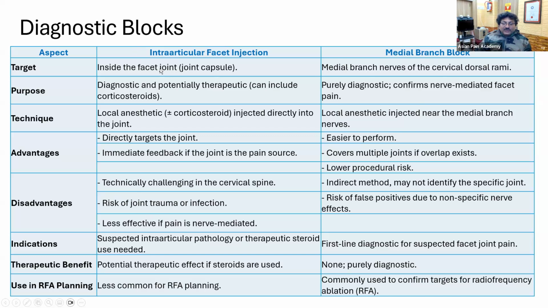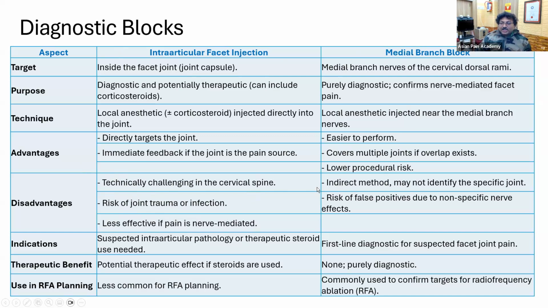Now, disadvantages of the intra-articular injection include that it is technically more challenging, because it is comparatively difficult to perform, and there is a risk of joint trauma or infection as you are going inside the joint, and it is less effective if the pain is nerve mediated. And here for the medial branch block, it is the indirect method.